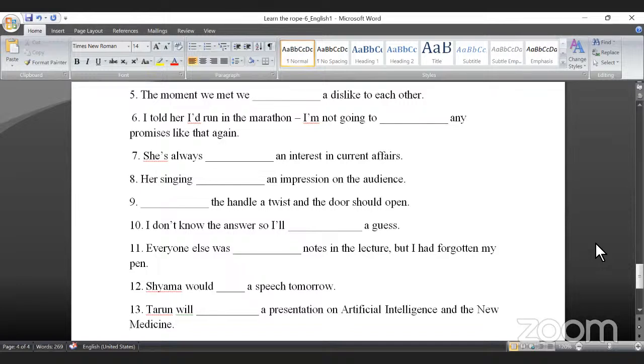Everyone else was dash notes in the lecture, but I had forgotten my pen. Taking notes or making notes? Making. I use taking, ma'am. Take a note or make a note? Making notes in the lecture. Taking notes in the lecture. Again, you take the notes in the lecture, then you go and make whatever paragraphs or what you want later on.